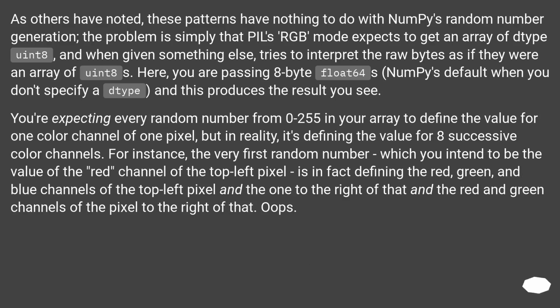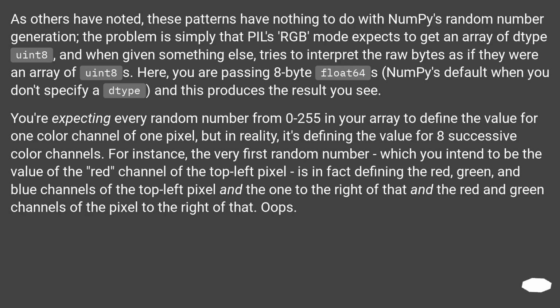As others have noted, these patterns have nothing to do with NumPy's random number generation. The problem is simply that PIL's RGB mode expects to get an array of dtype uint8, and when given something else, tries to interpret the raw bytes as if they were an array of uint8s. Here, you are passing 8-byte float64s, NumPy's default when you don't specify a dtype, and this produces the result you see. You're expecting every random number from 0 to 255 in your array to define the value for one color channel of 1 pixel, but in reality, it's defining the value for 8 successive color channels.